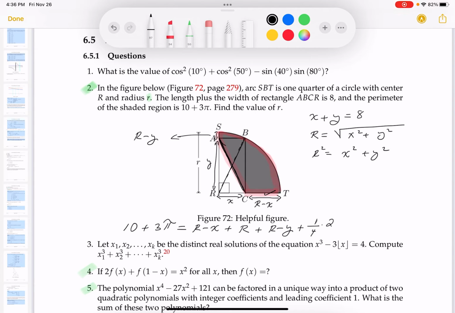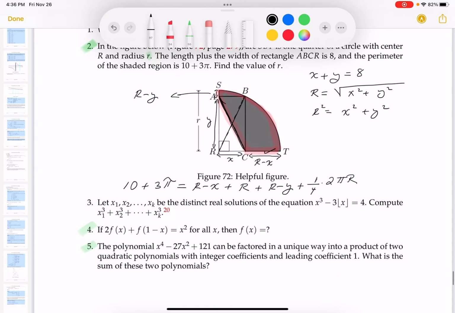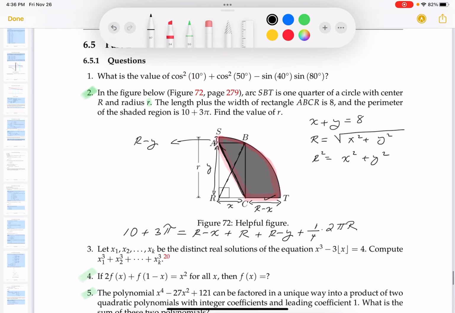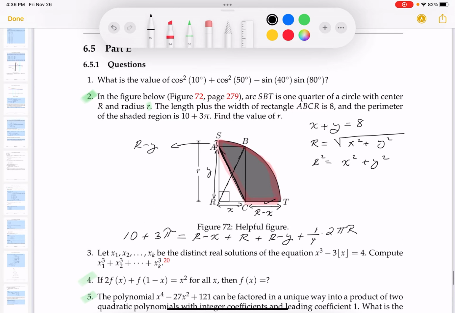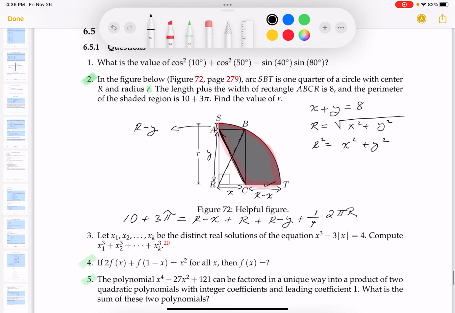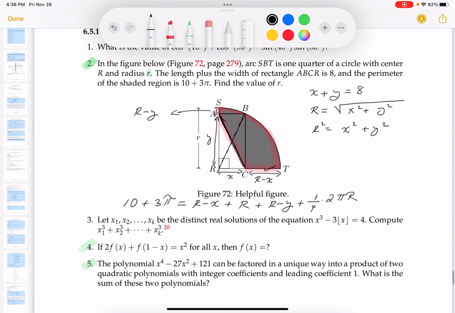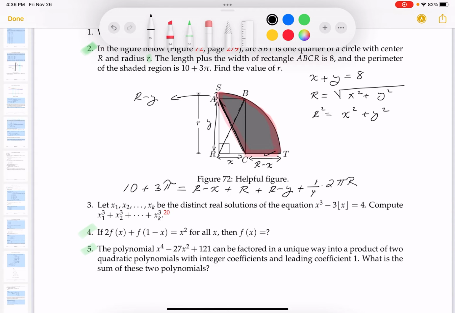Times 2 pi r. All right, let's see if I can figure this out. By what square? Oh, find the value of r. I'm almost there. And let me see if I can do this.